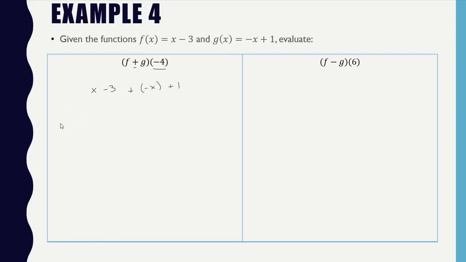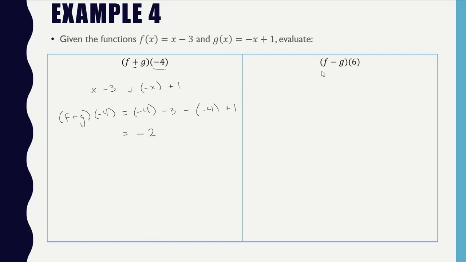So we'll find that f plus g of negative 4 is equal to negative 4 minus 3, and that's going to be minus negative 4, because a plus and a negative cancel out, making this negative, plus 1. And you're going to find out that that's all equal to negative 2. Okay, that's not so bad.